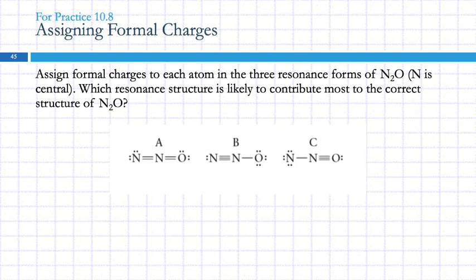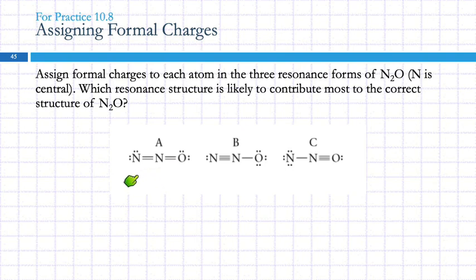Assign formal charges to each atom in the 3 resonance forms of N2O. N is central, which we might not expect, but that's why they told us. Which resonance structure is likely to contribute most to the correct structure of N2O? So we're looking for the one that has the lowest formal charges, all 0 if possible.